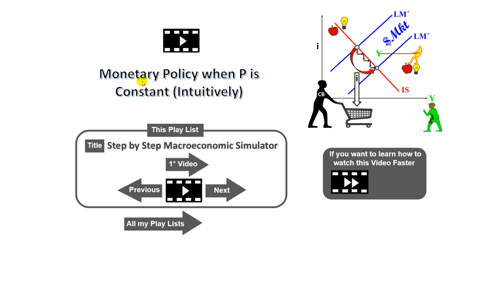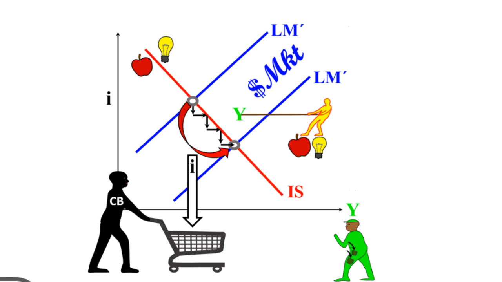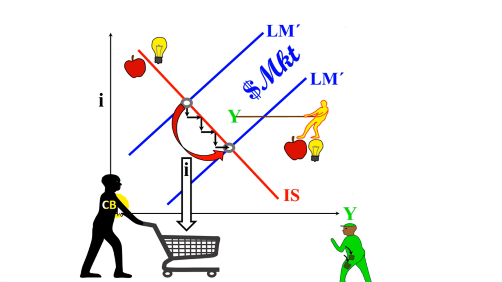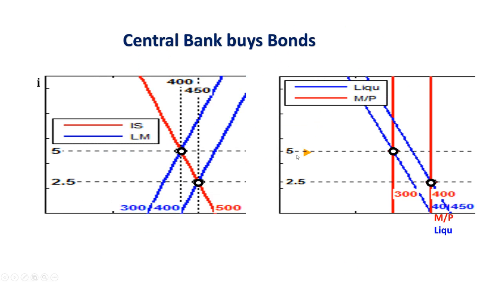Hello, in this video we are going to see monetary policy when price level is constant intuitively. We are going to see that if the central bank increases money supply, then the economy goes from this point to this point. We have already seen with the simulator and analytically that the economy goes from here to here and from here to here when the central bank buys bonds. Now we are going to see exactly the same but intuitively.